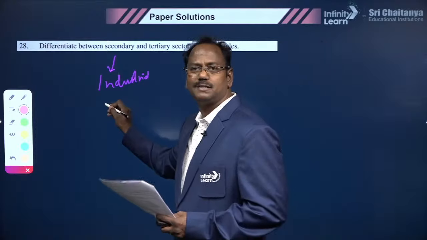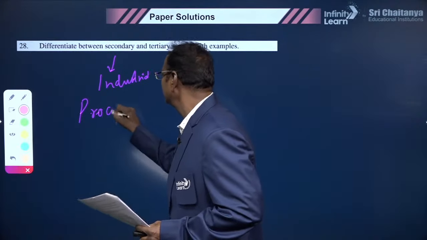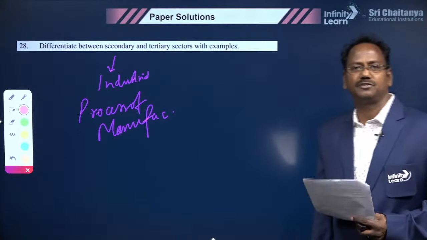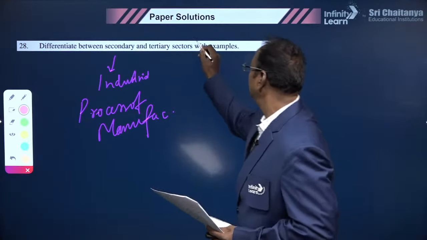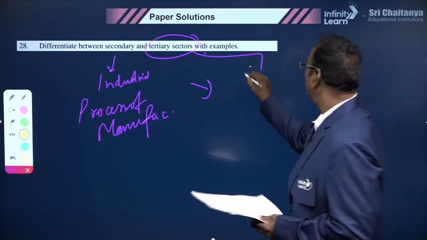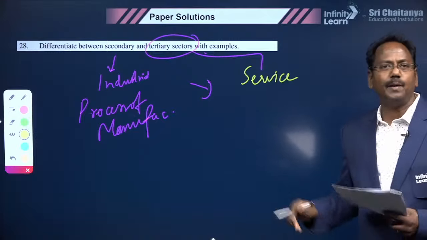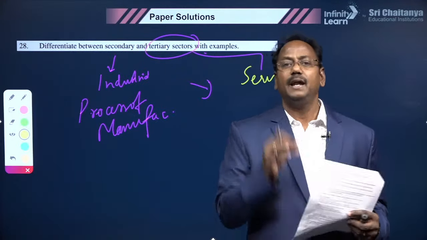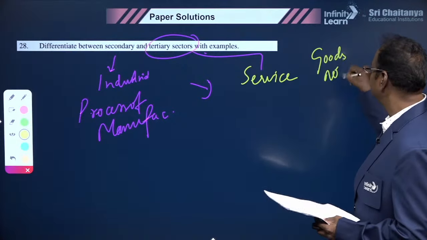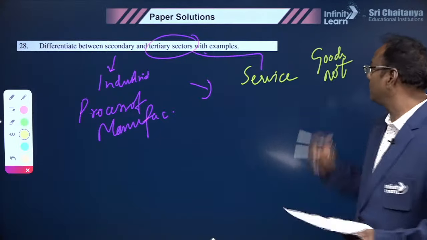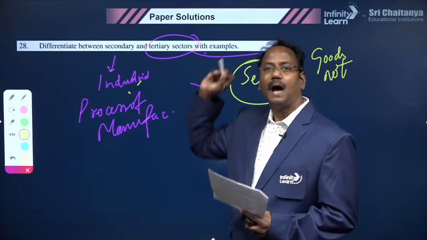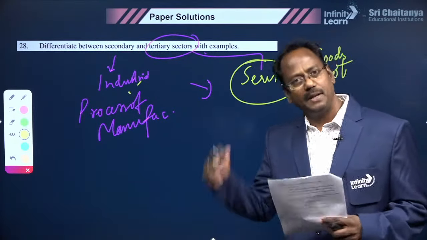And what is happening in this secondary sector? A process of manufacturing. And coming to the tertiary sector, I'll take another color. The tertiary sector is a service sector. It never produces anything. Understand? It means goods are not produced. It never produces any goods, but it produces all the services which are most important for the growth of the industrial sector and the primary sector, that is, agriculture and many other allied activities.